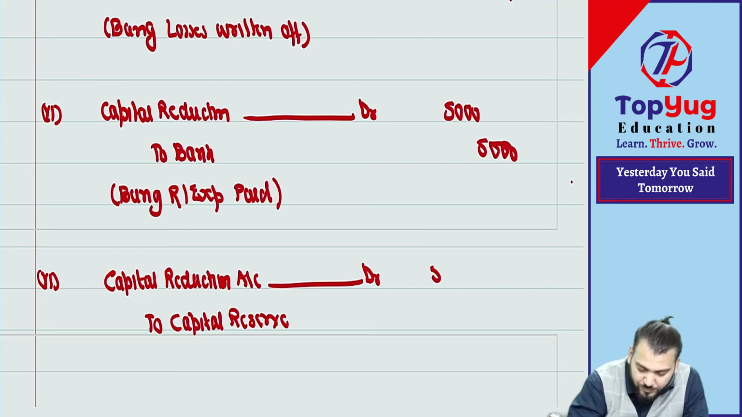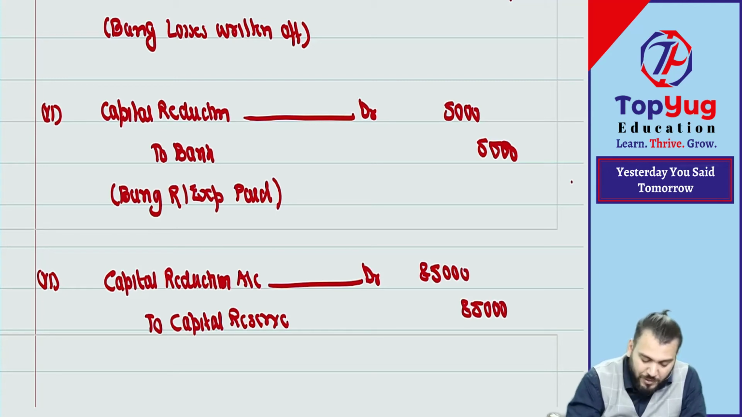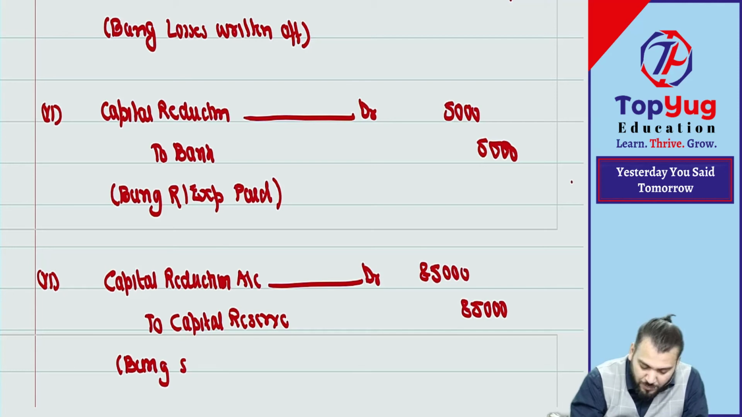How much? 85,000. Very simple. Being surplus transferred to Capital Reserve. Done.